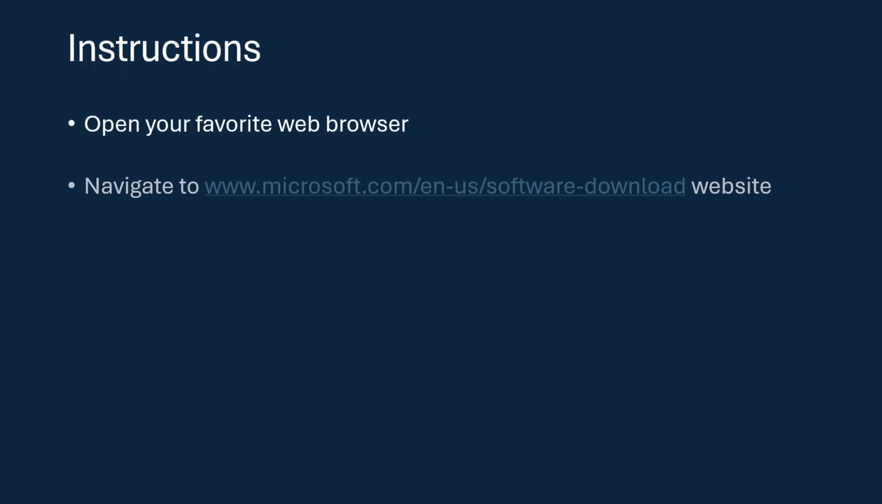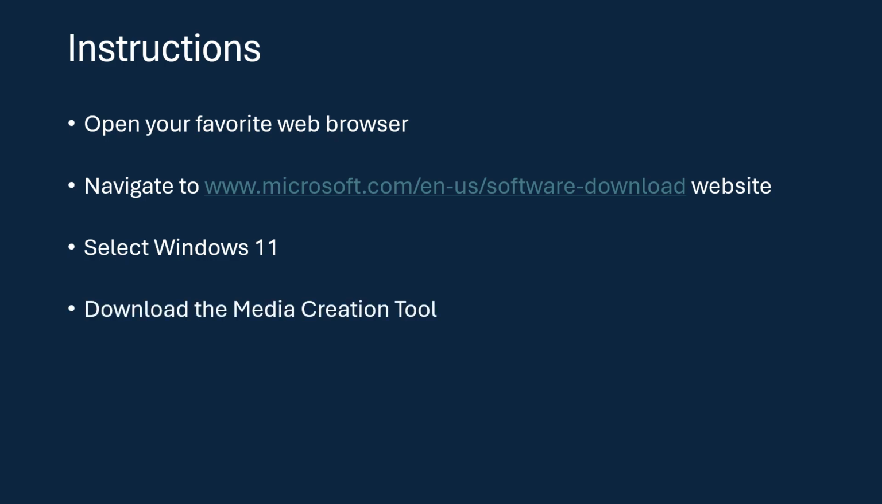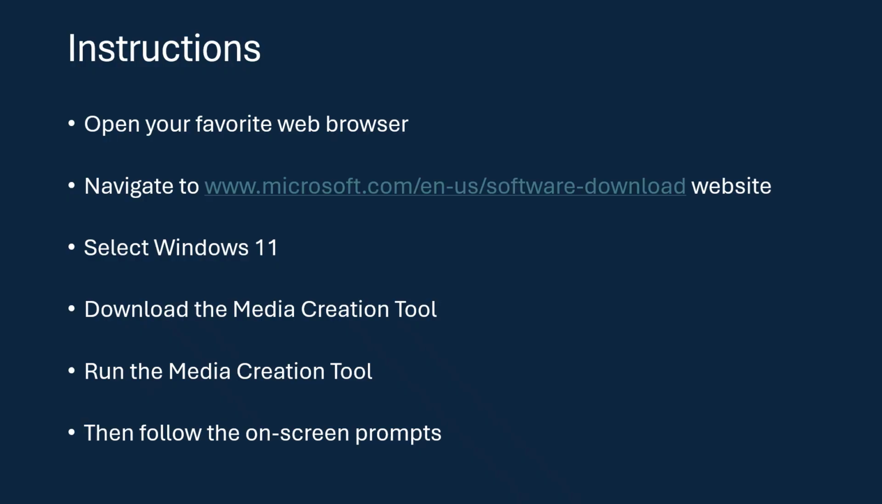Now the instructions are very simple. You open your favorite web browser, then you navigate to this website from Microsoft. You select whatever operating system you want. In our case, we will use Windows 11. You download the media creation tool from that website. Then you run it on your computer, and then simply you follow the on-screen prompts.